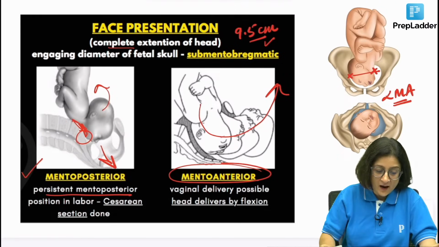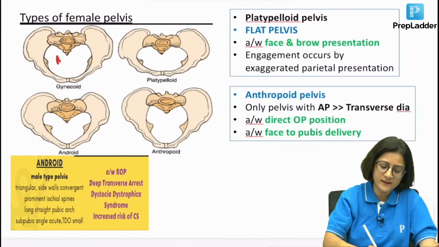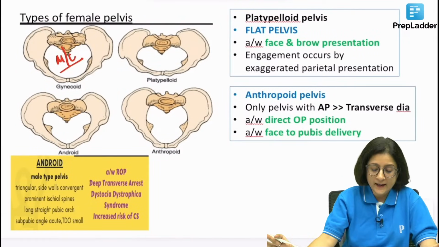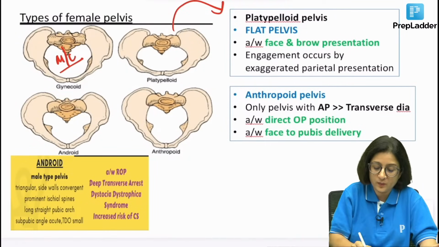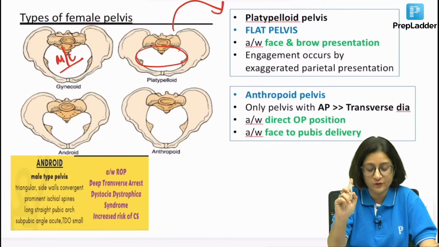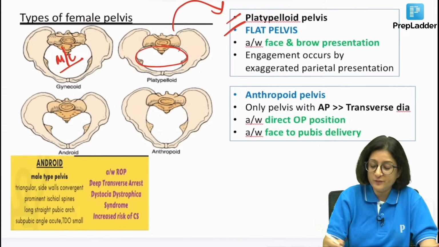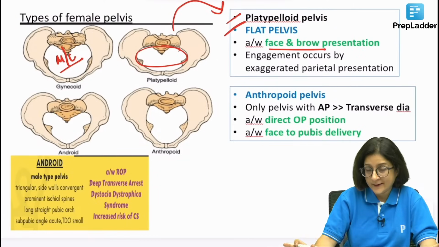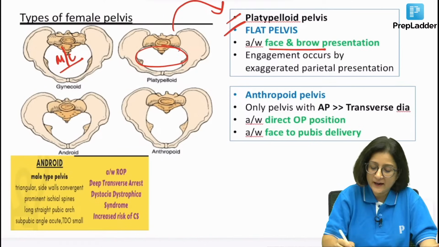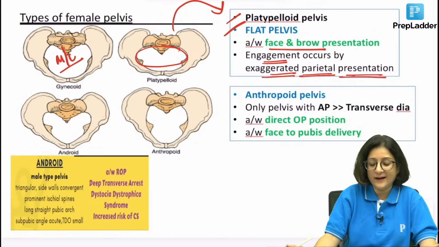All right. Now quickly, next slide, types of female pelvis. We all know that the most common type of female pelvis is the gynecoid pelvis. Let's focus on the platypelloid pelvis. Key important pointers. See, this is a transversely oval, flat pelvis. This is the sort of pelvis that is associated with face and brow presentation more likely. And it's not that in a flat pelvis engagement cannot happen. Engagement can happen, but it happens by exaggerated parietal presentation.